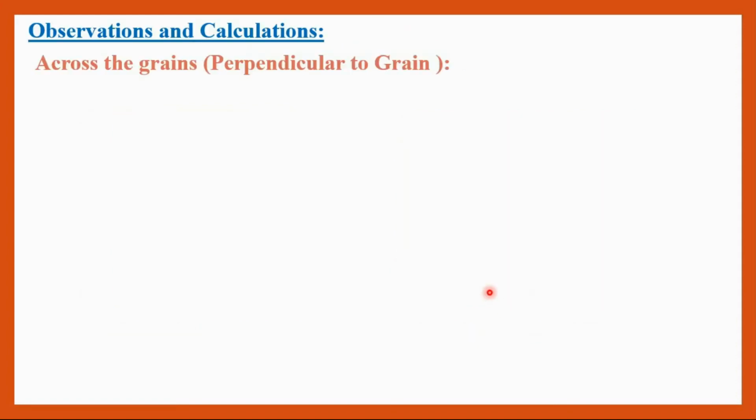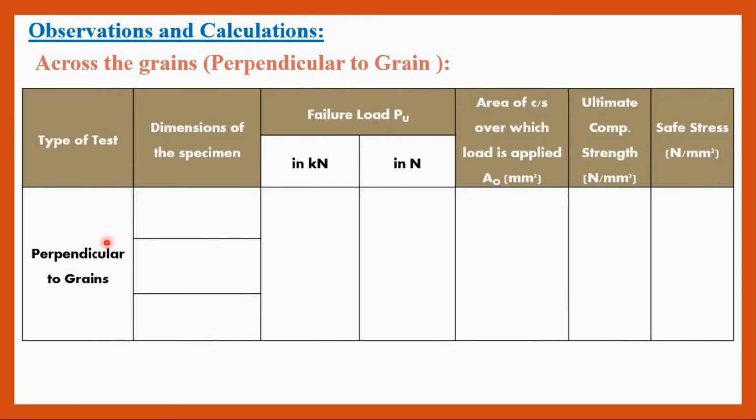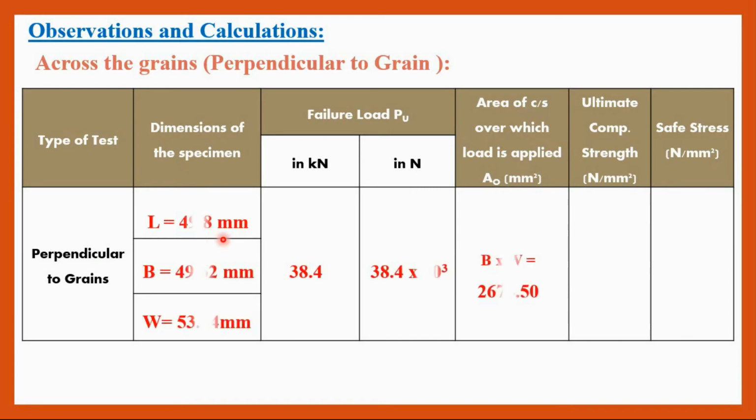Then observation and calculations for the second case, across the grains, that is perpendicular to the grains. The dimensions we measured: length 49.8, breadth 49.62 and width 53.94. It has taken the maximum load of 38.4 kilonewton, and in terms of Newton it is 10 raised to 3. The area of cross section over which the load is applied is breadth into width, 49.62 into 53.94.